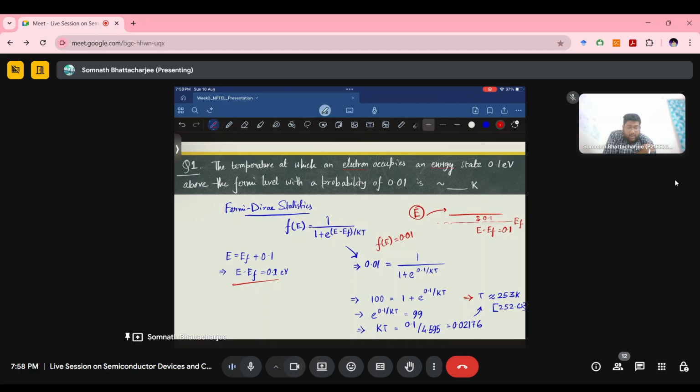So the meaning of this is that at 253 Kelvin, the probability of finding an electron in the energy state that is above the Fermi level by 0.1 eV is 0.01. That is, there is a 1% chance that we can find the electron there. That's it. Is it okay? Okay, sir. Thank you, sir. Yeah, sure.